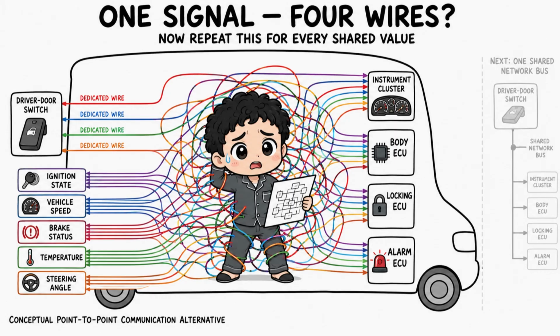One possible design is to run a separate physical wire carrying the door status to every controller. Now repeat that approach for vehicle speed, ignition state, brake pedal status, engine temperature, steering angle, and hundreds of other data items. The wiring quickly becomes difficult to design, manufacture, diagnose, and modify.